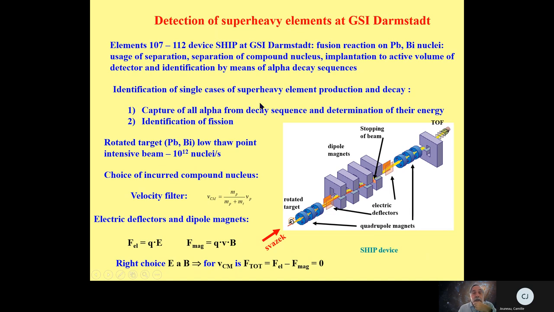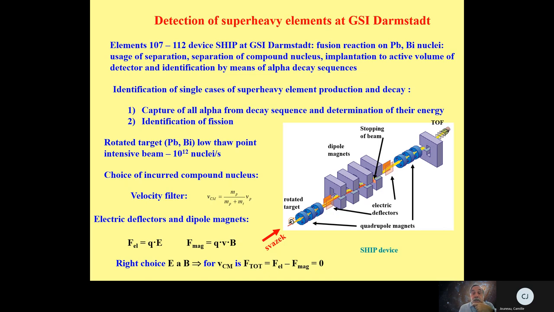Okay, that means it was possible to identify these targets. Here you have some rotated target with this lead, and this is the beam. It's necessary to have this beam very intensive, because the probability of production of such a super heavy nucleus is very, very small. That means it's necessary to have a very big intensity of this beam.